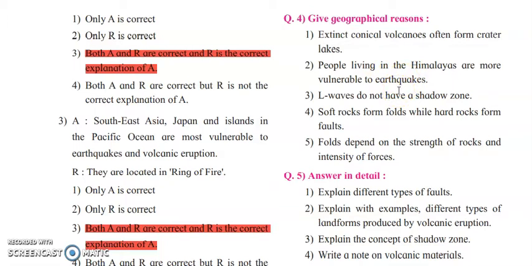Next is L waves do not have shadow zone. So we all know that L waves are nothing but the longitudinal waves which move only on the surface of the earth. Okay, they work only on the surface, it does not enter inside the earth crust. So basically the shadow zone's range is from 105 to 140, we all know. Okay, so that particular range is a place where you cannot see any type of seismic waves.